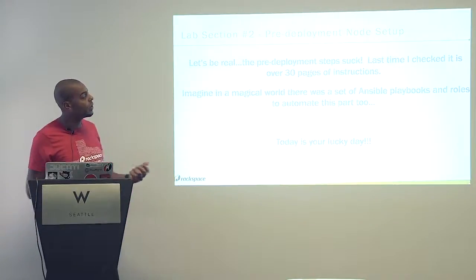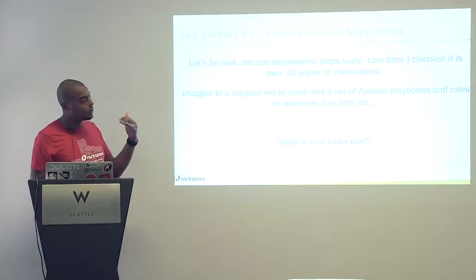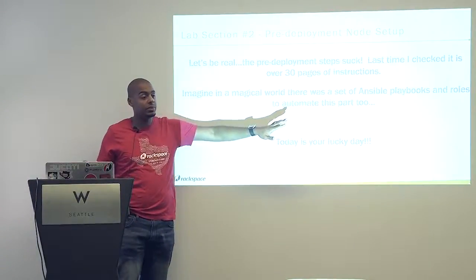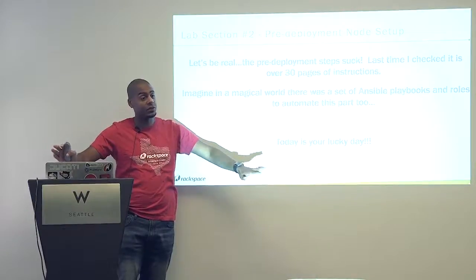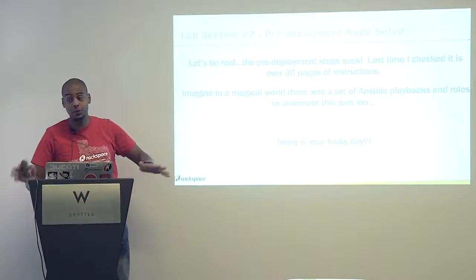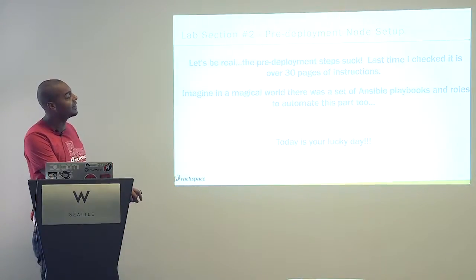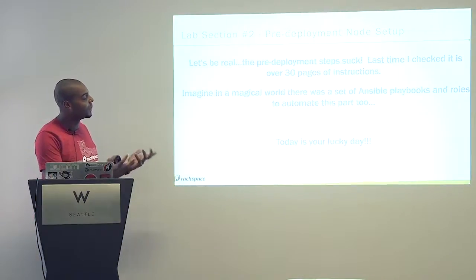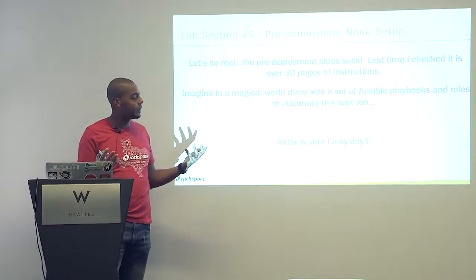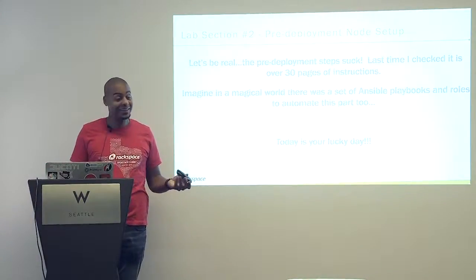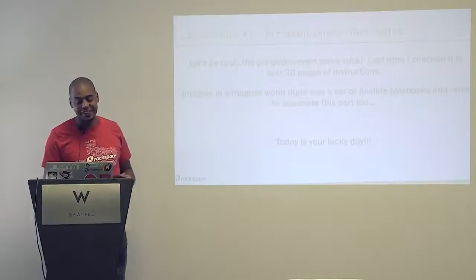So I got tired to the point where I realized that chapters 2 and 3 of the instructions for deploying OSA are just pre-deployment steps, literally. Two chapters dedicated to all the stuff you have to do to the machine before you can deploy OSA. And quite honestly, I just thought that was ridiculous. So I said, imagine if there was a world where there were Ansible playbooks and roles to do all the pre-deployment work as well. And guess what? Today's your lucky day.